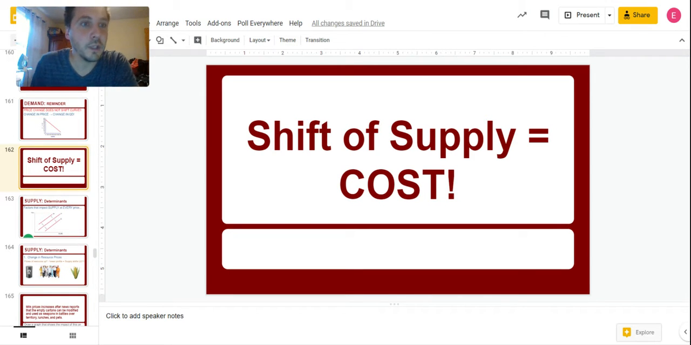Hi, everybody. Okay, we are looking at the shifters of supply. We did not cover this in class, or only briefly covered it in class on Friday, so I want to give you a little bit more time with it.